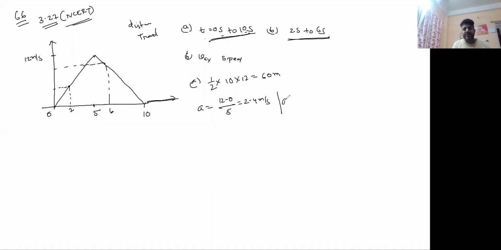And if I want to find the retardation, see, this is my final and this is my initial, it will come the same: 0 minus 12 by 5, that is minus 2.4 meter per second square. Sorry, it is square. So you get the acceleration as well as the retardation, yes or no? Yes, sir. So you know the initial velocity, the acceleration, and the time, so finding velocity is not a big deal. 0 plus 2.4 into 2, that is 4.8 meter per second. So here we wrote 4.8 meter per second.